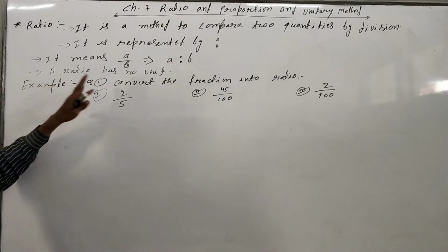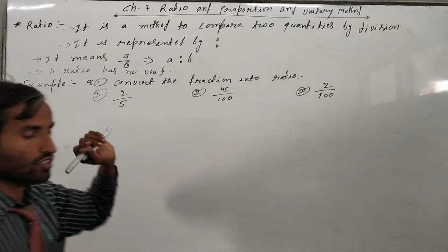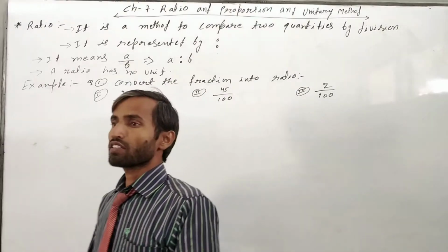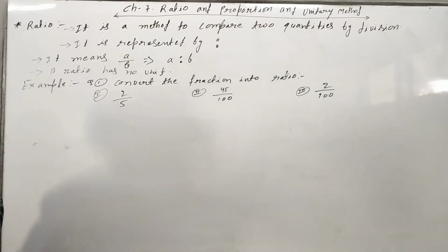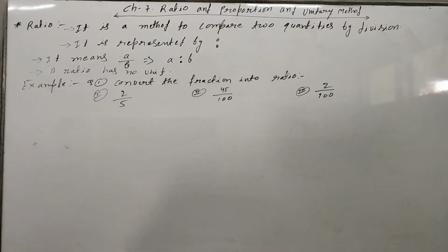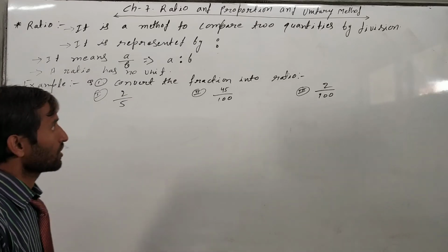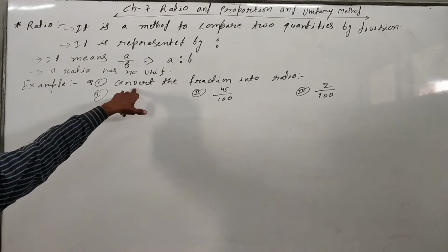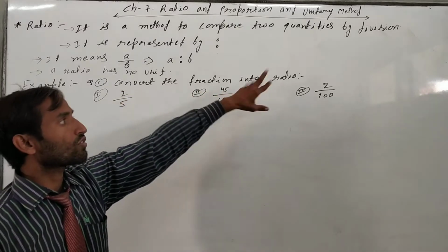A ratio has no unit. If length or weight is there, the units will cancel out. So a ratio is unitless, you can say. Now an example like this question: first read the example, convert the fraction into ratio.